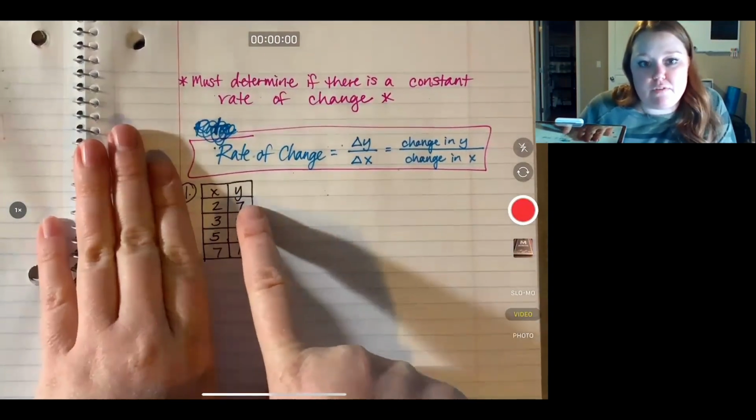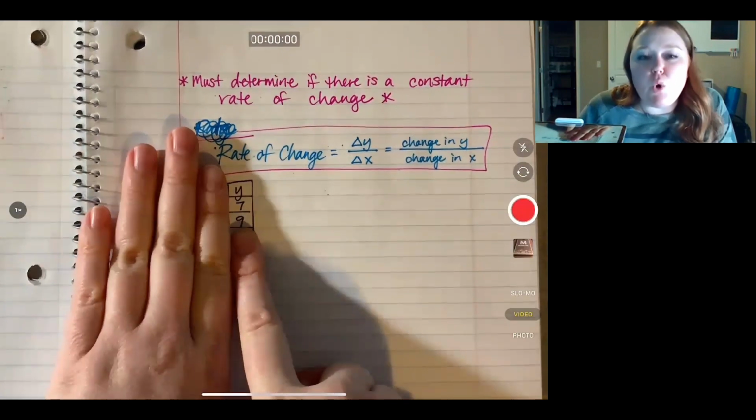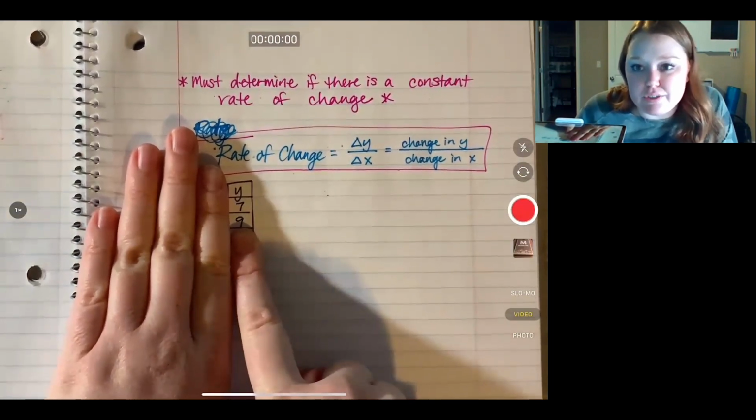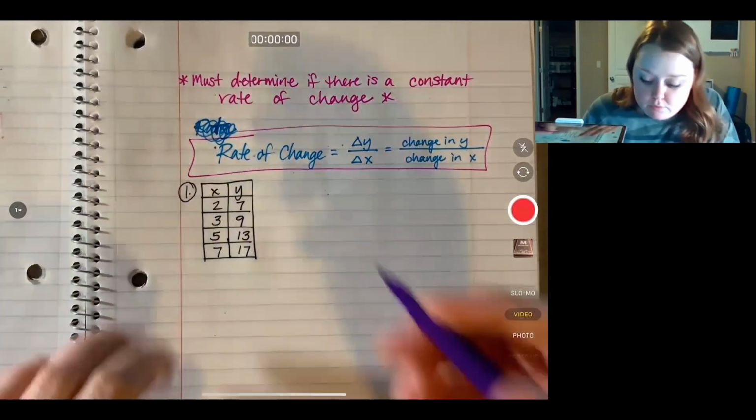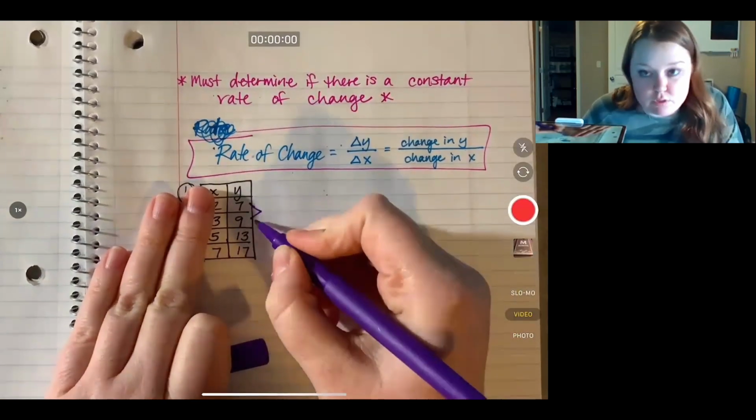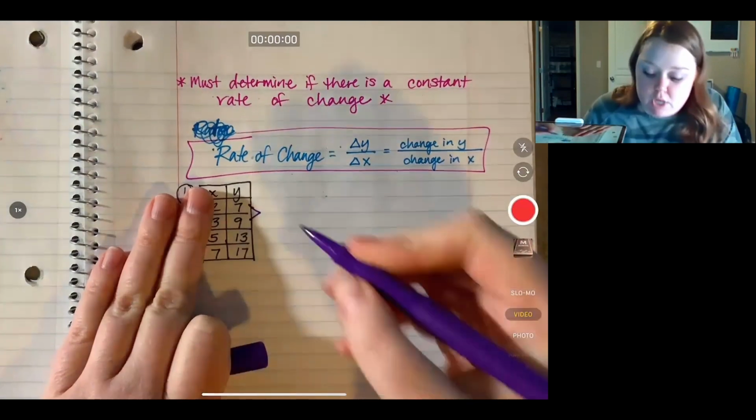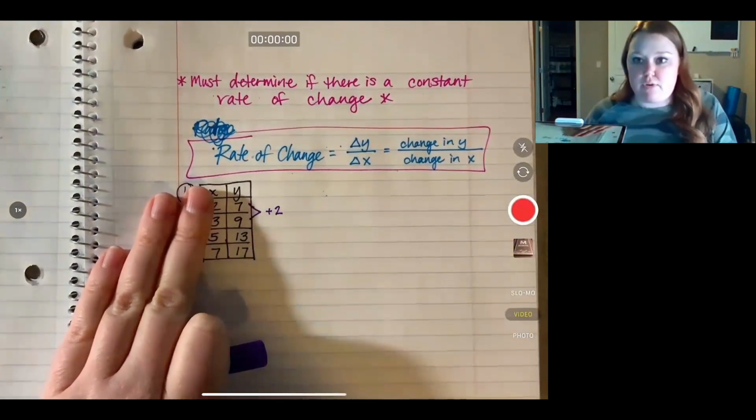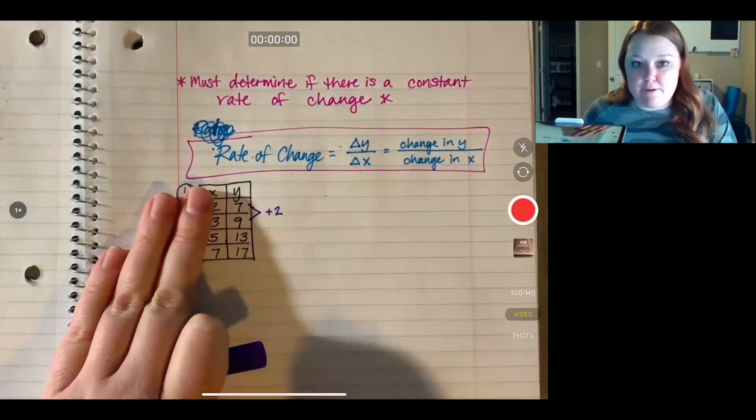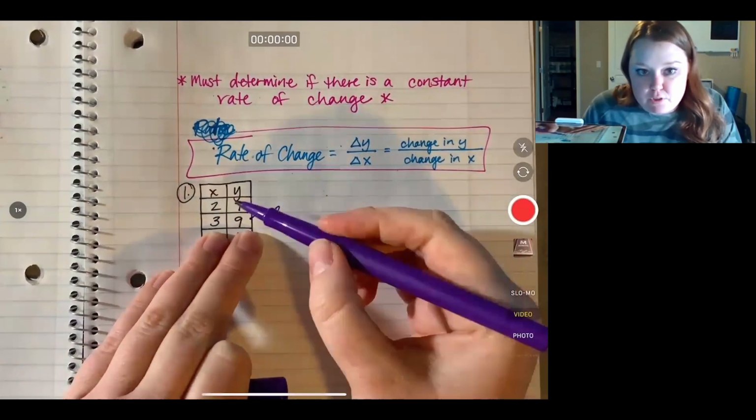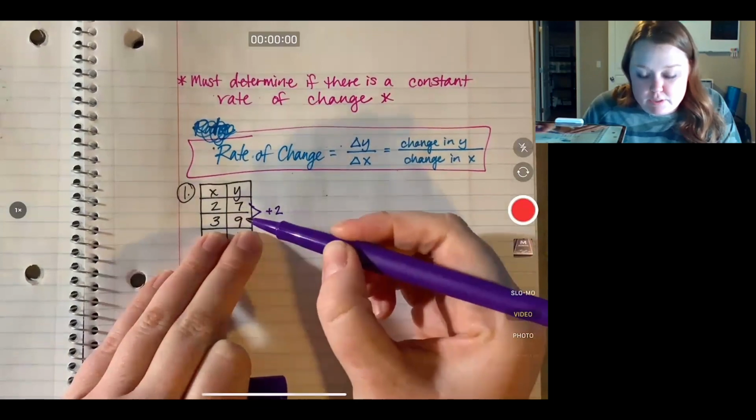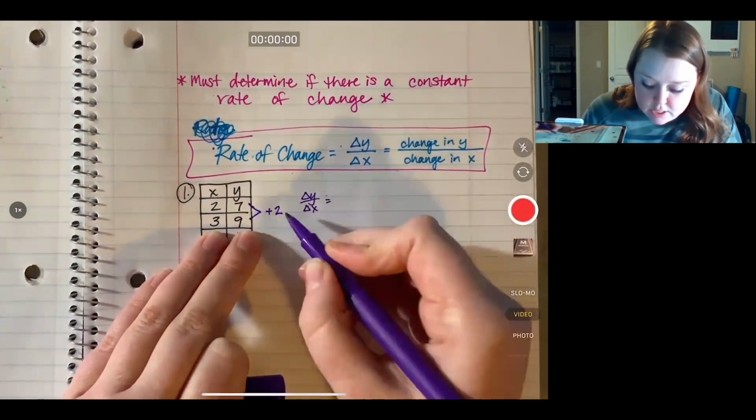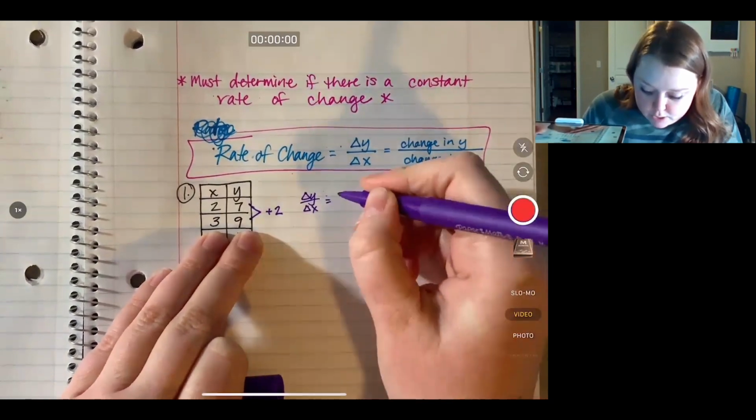This one has a y value of 7. This one has a y value of 9. What's the change? From 7 to 9, how much did it increase or decrease? I always do these little triangles, and you're going to be doing them too. From 7 to 9, that was an increase of 2, so I'm going to write plus 2 right there. So from this point to this point, the change in y was positive 2.